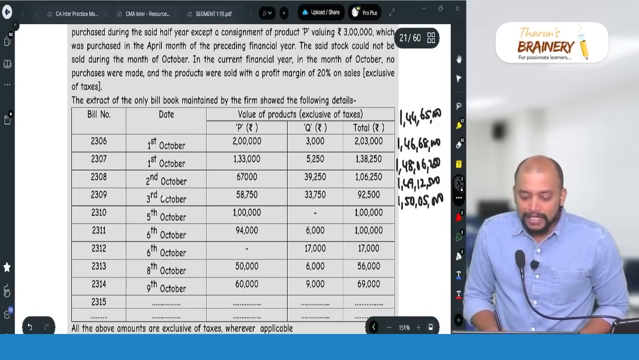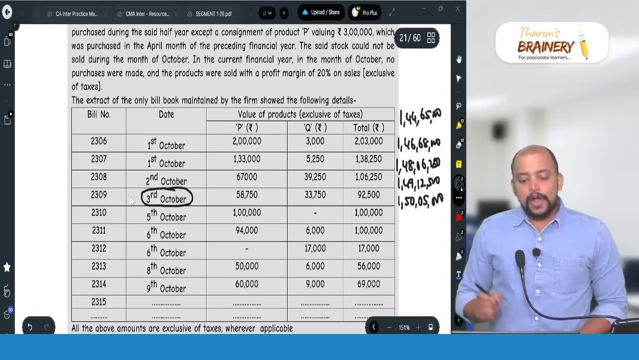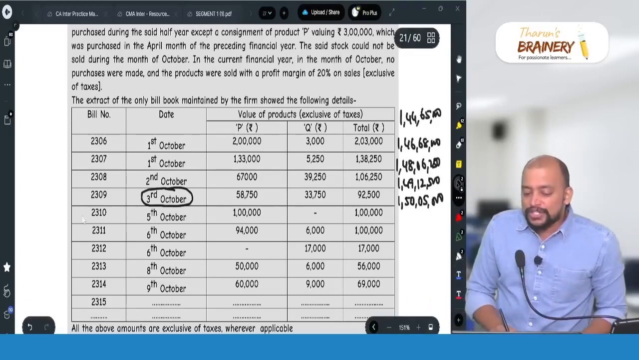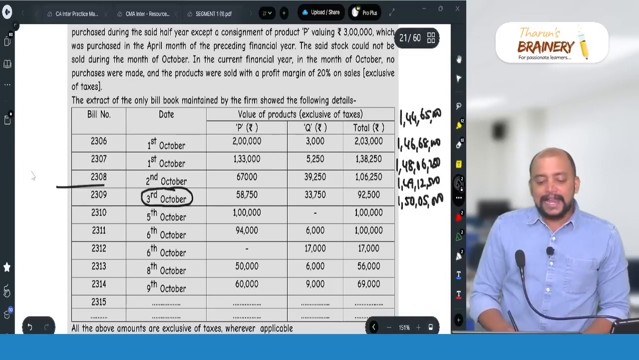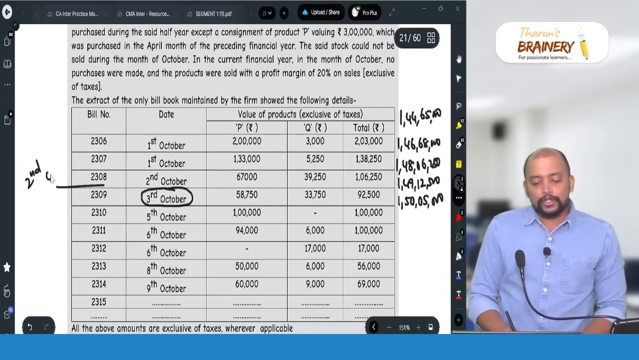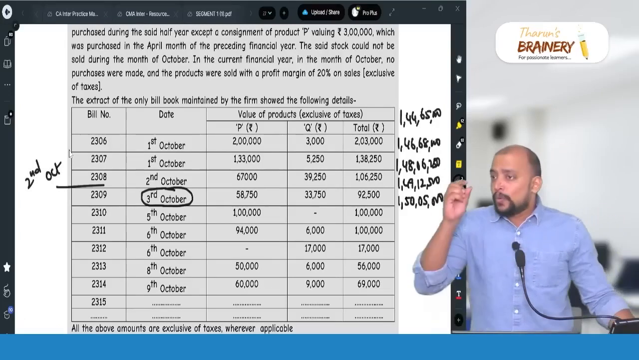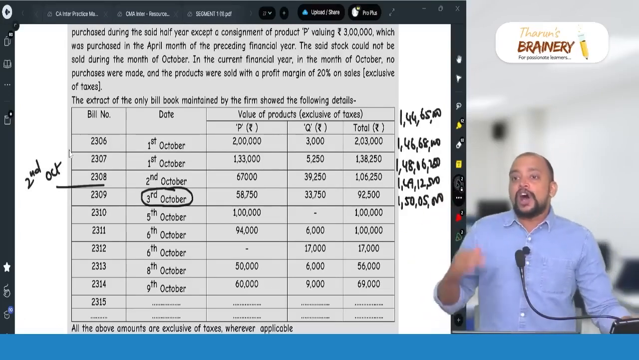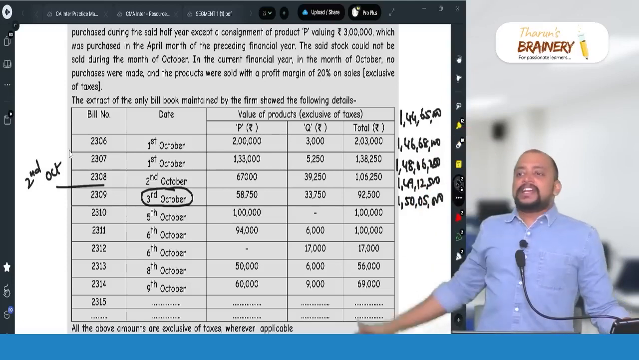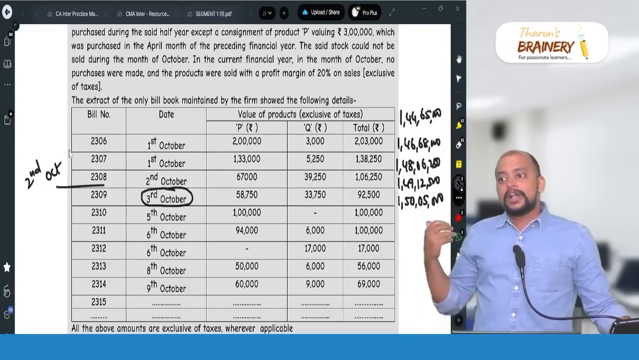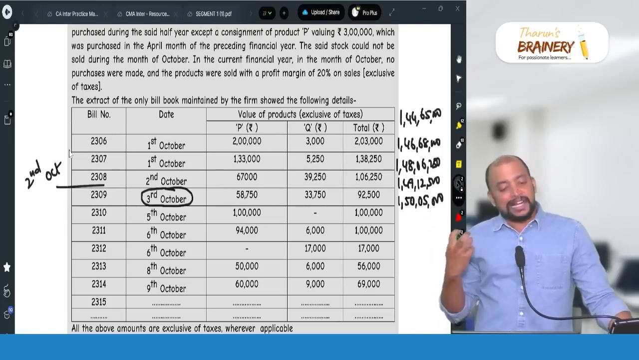Now, 3rd October, we are crossing from composition scheme to normal scheme. Now, we need to take the closing stock as on 2nd October. 2nd October is the closing stock date. On that 2nd October, whatever is the closing stock, on that GST paid can be availed as ITC.